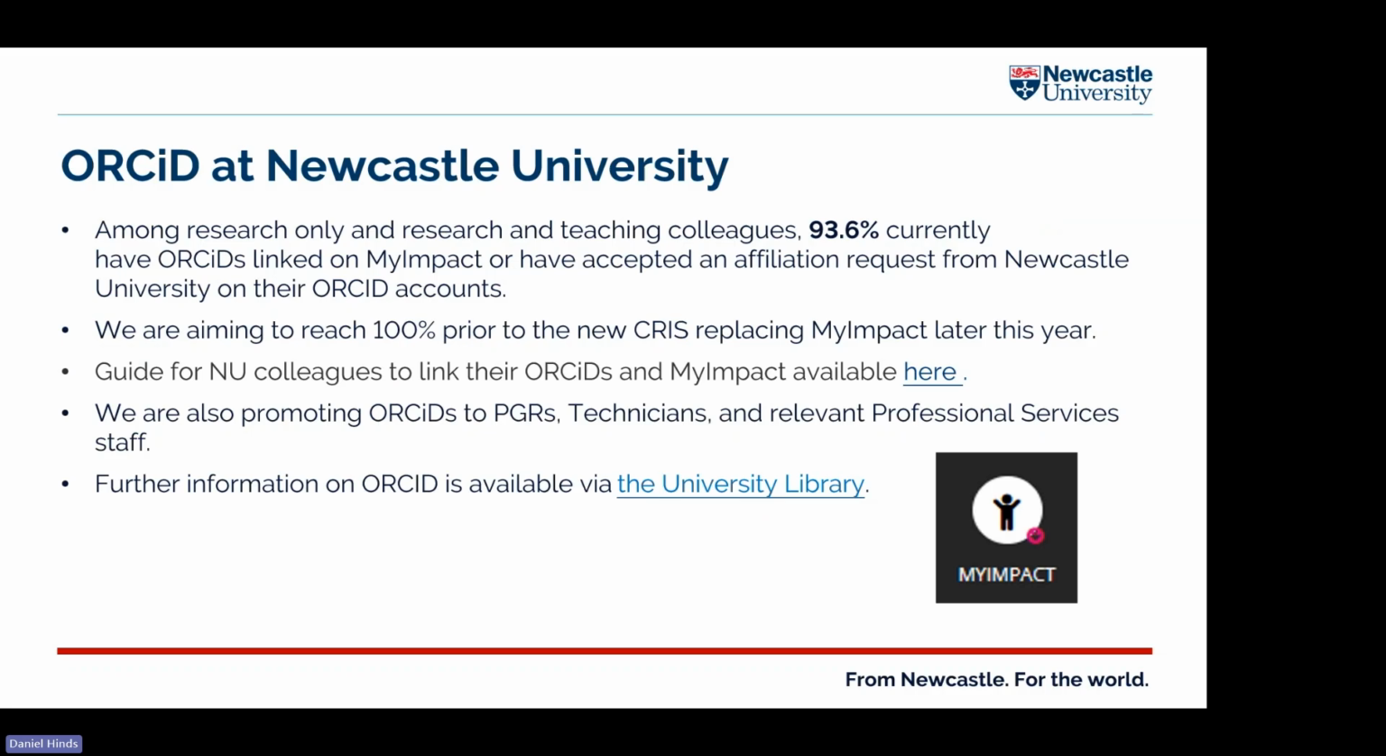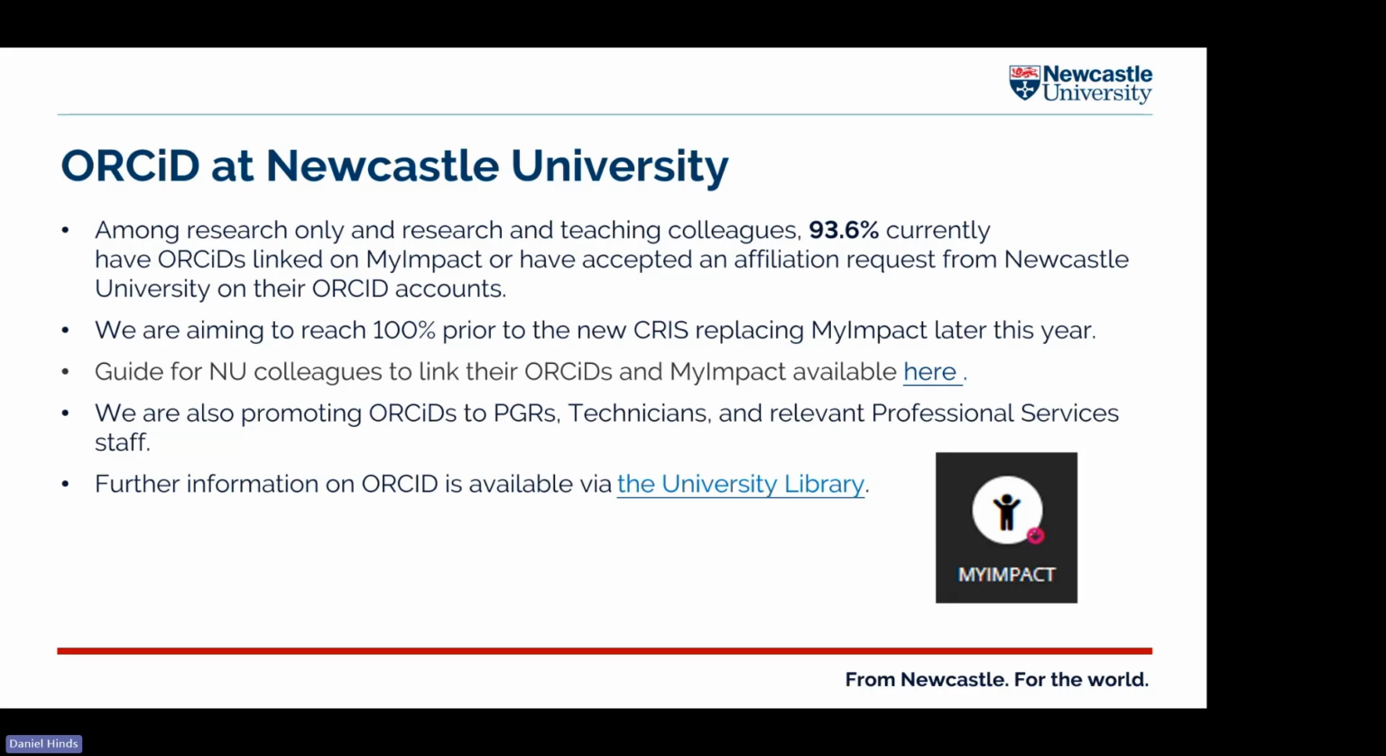Here at Newcastle University, ORCID uptake has been quite high. Among research-only and research and teaching colleagues whom we track, 93.6% currently have their ORCID linked on MyImpact or accepted an affiliation request from the university on their accounts. And we're aiming to reach 100% prior to the new CRIS system replacing MyImpact later this year, as that will make things a lot easier for people using the system. There's a link here for a guide on how to link ORCID and MyImpact.